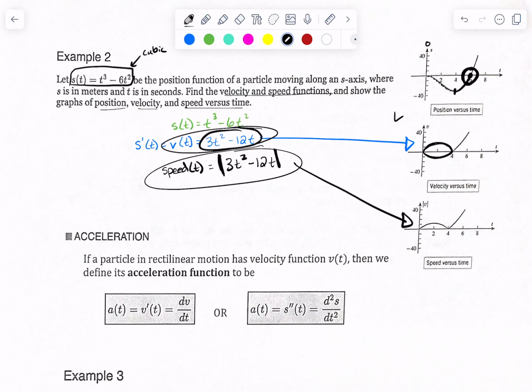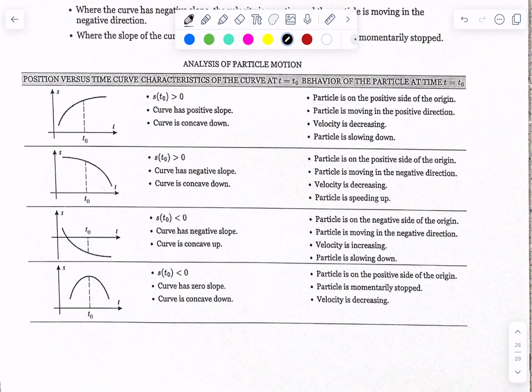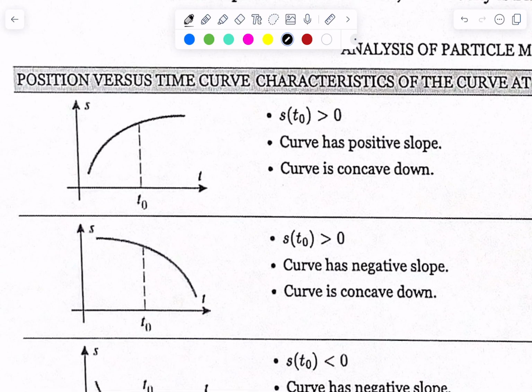Okay, before we do acceleration in example 3, I'm going to go down to this little chart and talk about it for just really quick. So go to the last page. I'll hit this again tomorrow, but go to the last page. This is the position function. Okay, here's my two graphs.